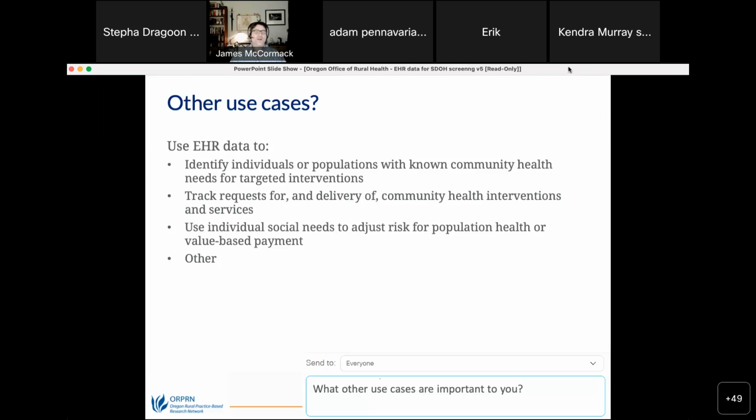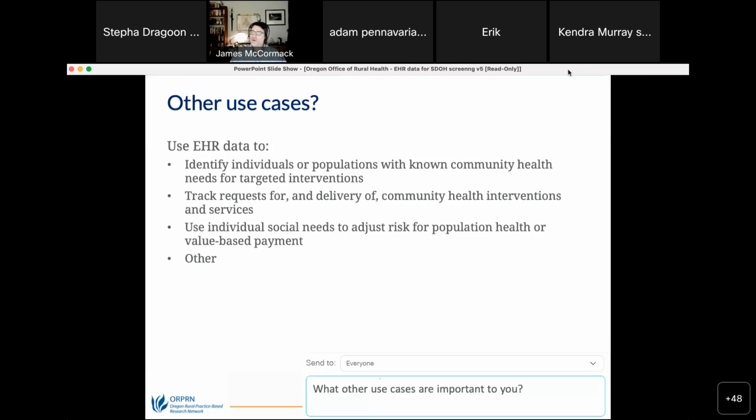And then the final one that I thought of was use individual social needs to adjust risk, and we discussed that earlier. That's largely a payer function, and once again, this comes back to the clinics having good quality coding that you're passing on to the payer to be able to mine those data.